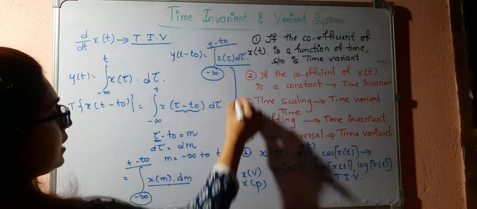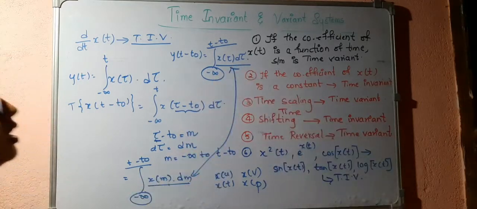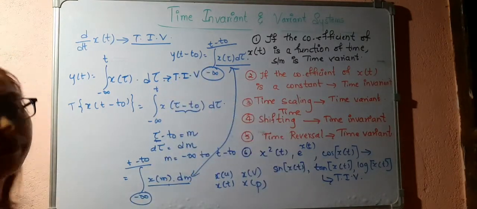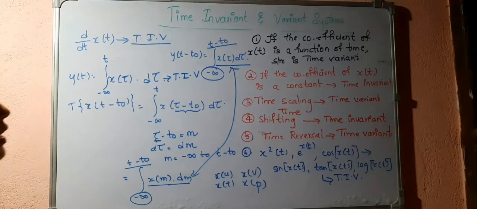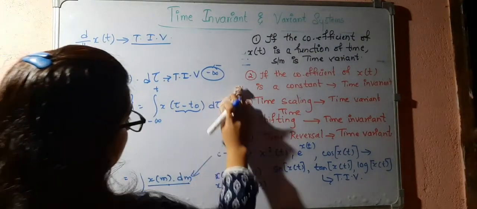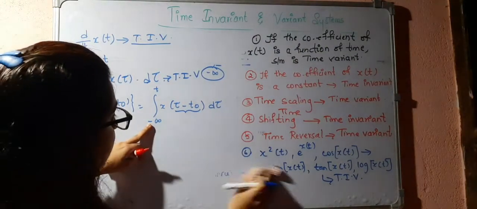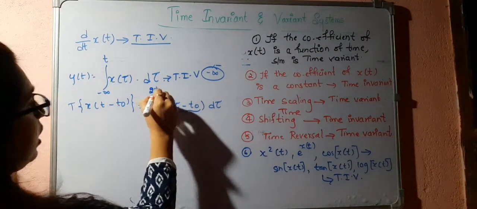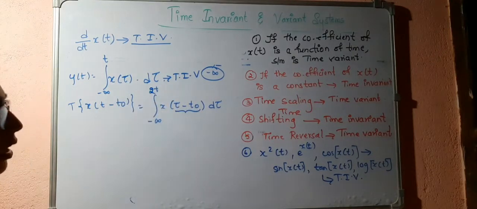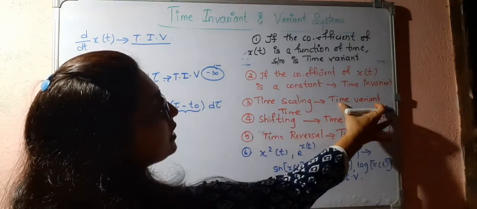So these both are the same, right? These both are the same. So this is also a time invariant system. But remember, if you have x of the integral from minus infinity to 2t or t by 2, whatever the operation performed on the time variable, we know that time scaling makes it time variant.